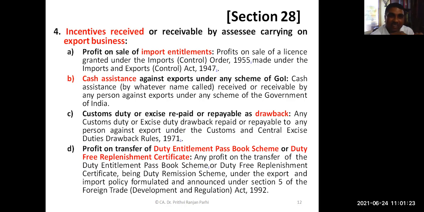Right? Next is cash assistance against export under any scheme of the Government of India. If the Government of India is providing some cash assistance against export, then that cash assistance amount will also be taxable under PGBP.